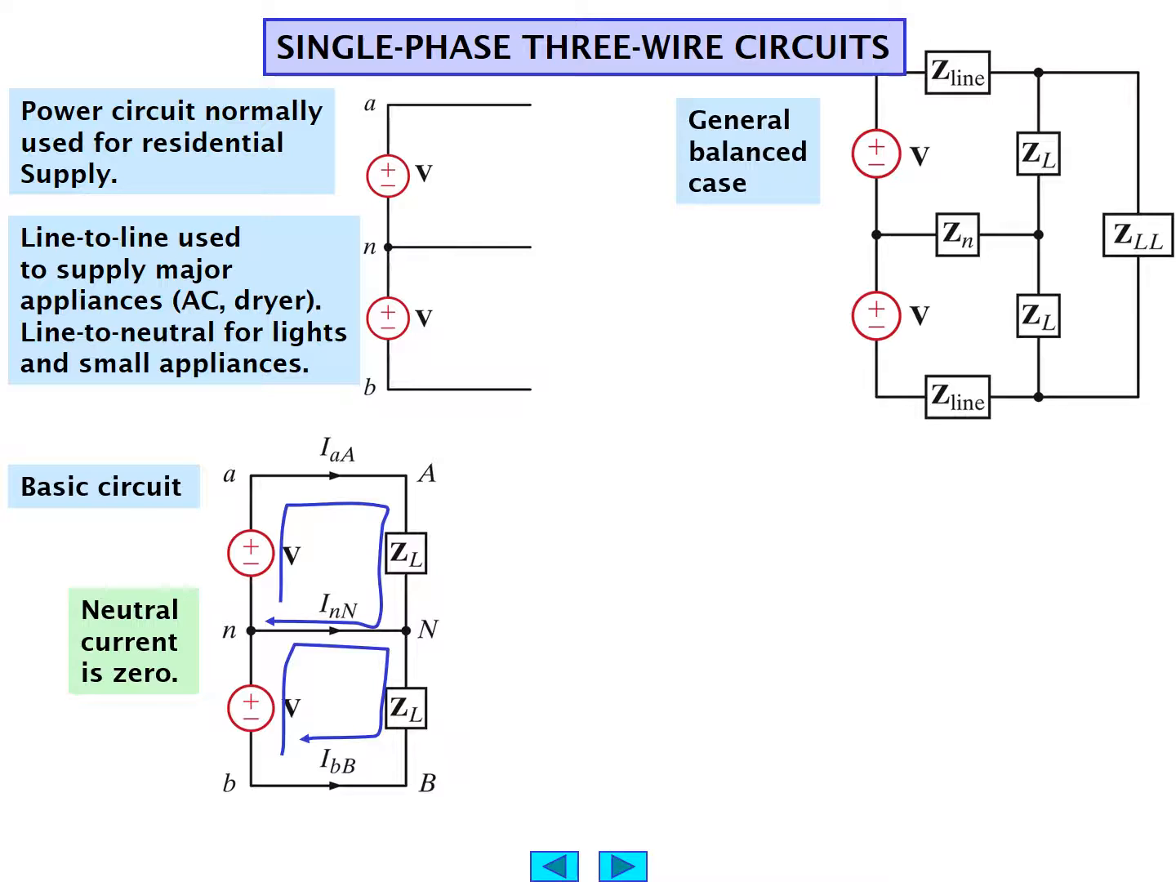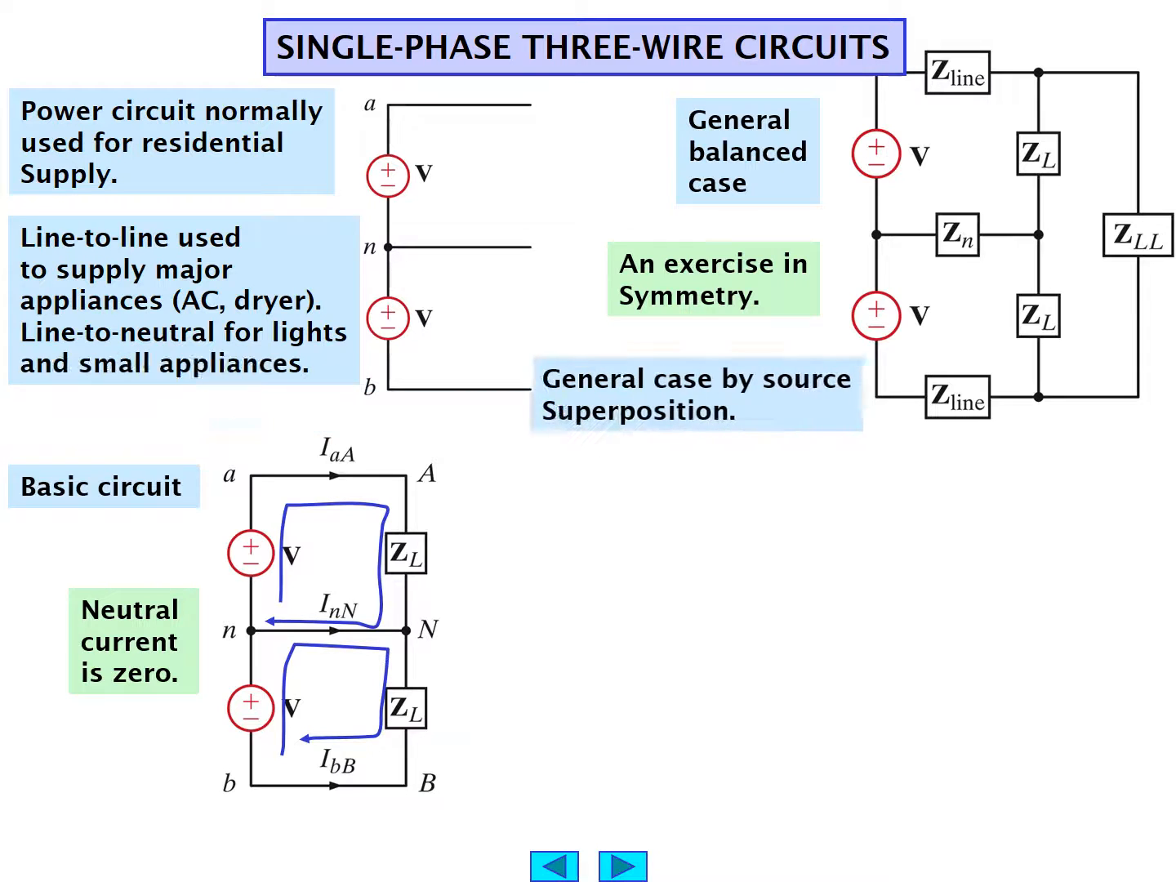So for the balanced case, we end up with a real situation where we have a Z line in each case, and also an impedance for the neutral return, Z sub N. And we have our load, ZL, ZL, for our two different phases. And then we also have our load, ZLL, which is across the phases, say, between A and B. So here we have an exercise in symmetry as a result, trying to produce a balanced situation for neutral current.